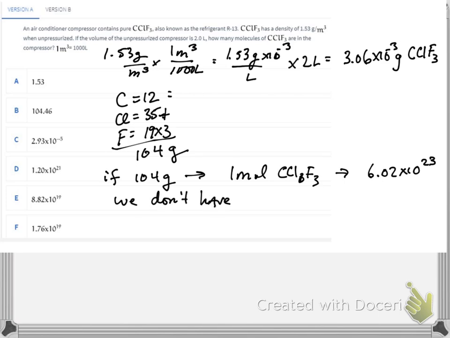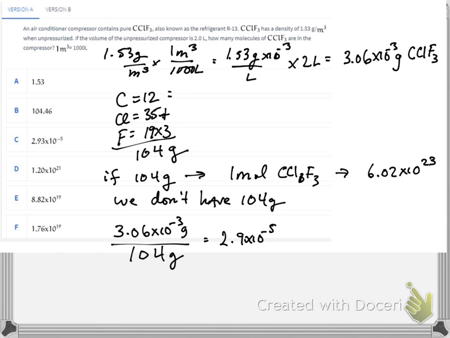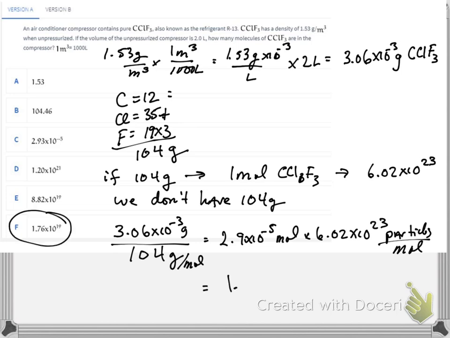But we don't have 104 grams. We only have a fraction of that. So we take how much we have, 3.06 times 10 to the minus 3 grams, and then we divide it by our molar mass. That gives us how many moles? 2.9 times 10 to the minus 5 moles of CClF3. Then we have that fraction, we take that number, multiply by Avogadro's number, and then we get the number of particles, 1.7 times 10 to the 19 molecules of CClF3 in 3.06 times 10 to the minus 3 grams.